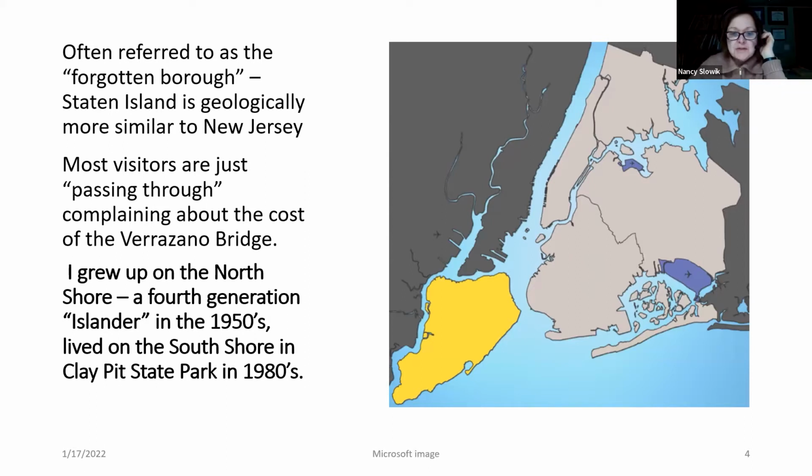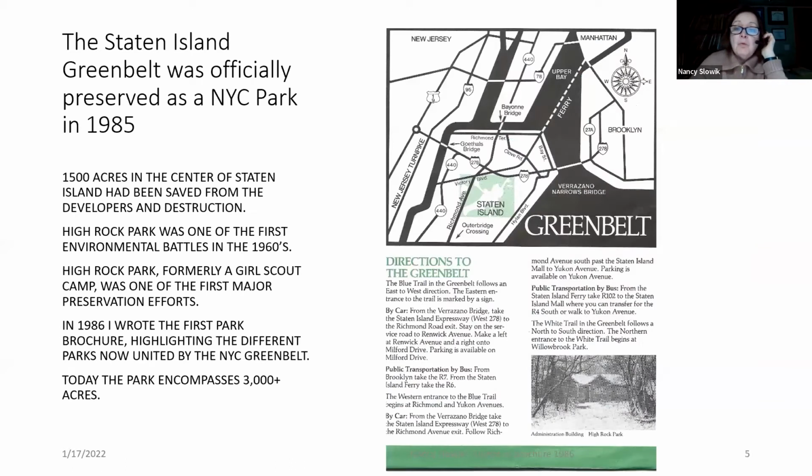I grew up on the North Shore. It's a large island, 17 miles long by 7 miles wide at the widest point, and I lived in Clay Pit State Park, which was a newly formed park in the 80s, for 10 years. What was so amazing was a Greenbelt was formed in 1985, and it was a huge battle. It was a 25-year plus battle trying to save that green central portion, just a beautiful area that would have been divided by a road. And it was an amazing accomplishment.